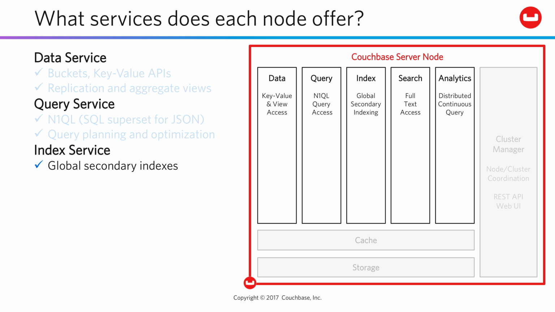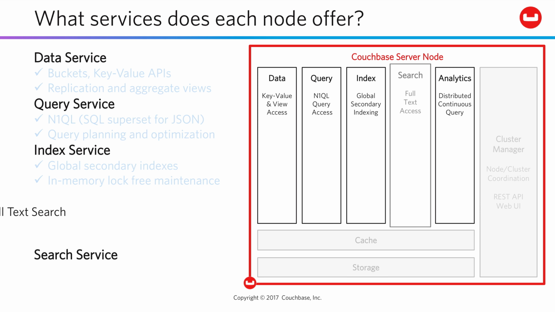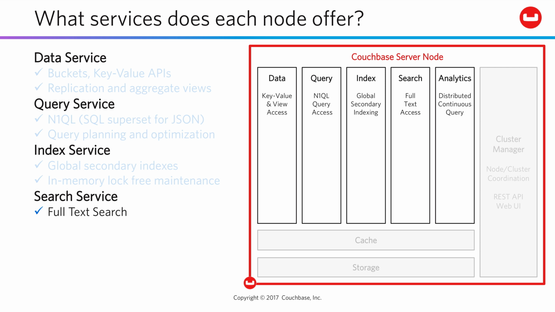Now, the index service centrally manages indexing for data in your buckets, and it does so with zero locking and even completely in memory if you choose. Couchbase now also provides full-text search capability to support natural language queries, so you don't have to pump text all over your data center just to support a search box on your website.